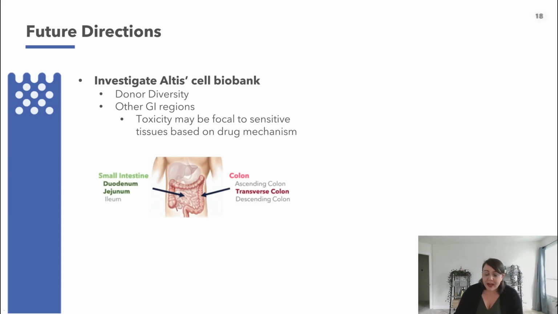The future directions for this assay and this R&D initiative are to investigate more cells in Altis's biobank. So Altis does have a cell biobank that allows for us to look at donor diversity. So we do have multiple donors available to us, as well as more GI regions. We're very aware that toxicity can potentially be focal to specific tissues based on the mechanism of the drugs. So are we seeing differences in the small intestine versus the colon? We actually have all 6 regions of the gut from each of our donors. So we are able to test, does something look different in the duodenum versus the descending colon? And those are questions we're excited to answer.